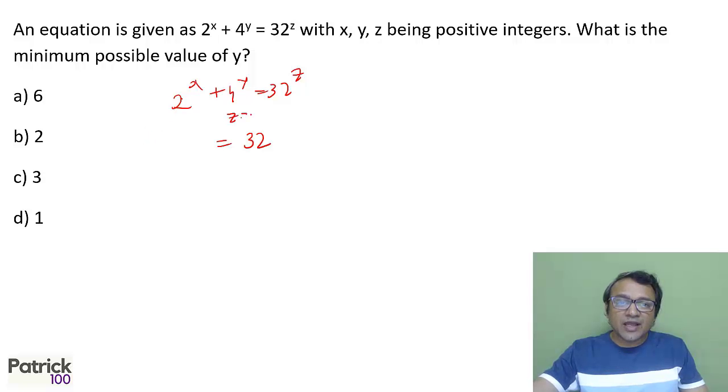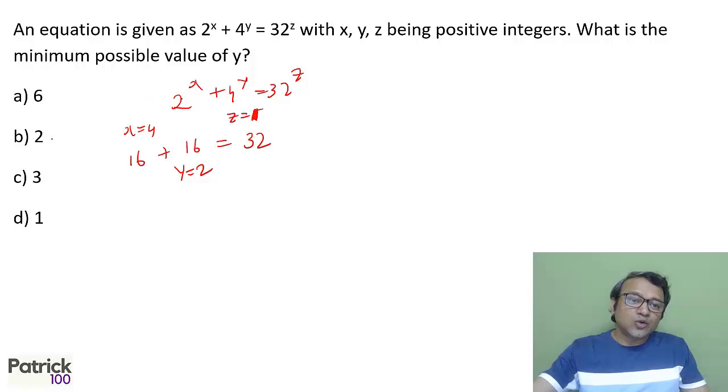If I take z as 1, that is 32, then x will be 4, which is 16. So automatically this also has to be 16. To get 16, y has to be 2. 4 square is 16. So I know y equal to 2 is possible. So 3 and 6 is not possible. If you want, you can try some other numbers.